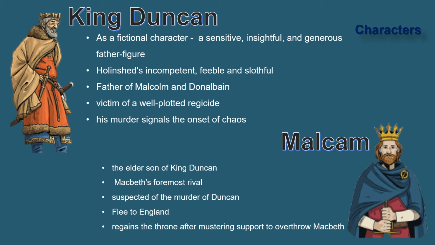His murder signals the onset of the chaos in the play. So he becomes the victim of a well-plotted regicide planned by Macbeth and Lady Macbeth. Malcolm is the elder son of King Duncan, Macbeth's foremost rival in the play. He also suspected the murder of Duncan, so he flees to England, where he gathers some English army to regain the throne after killing Macbeth in the final battle.